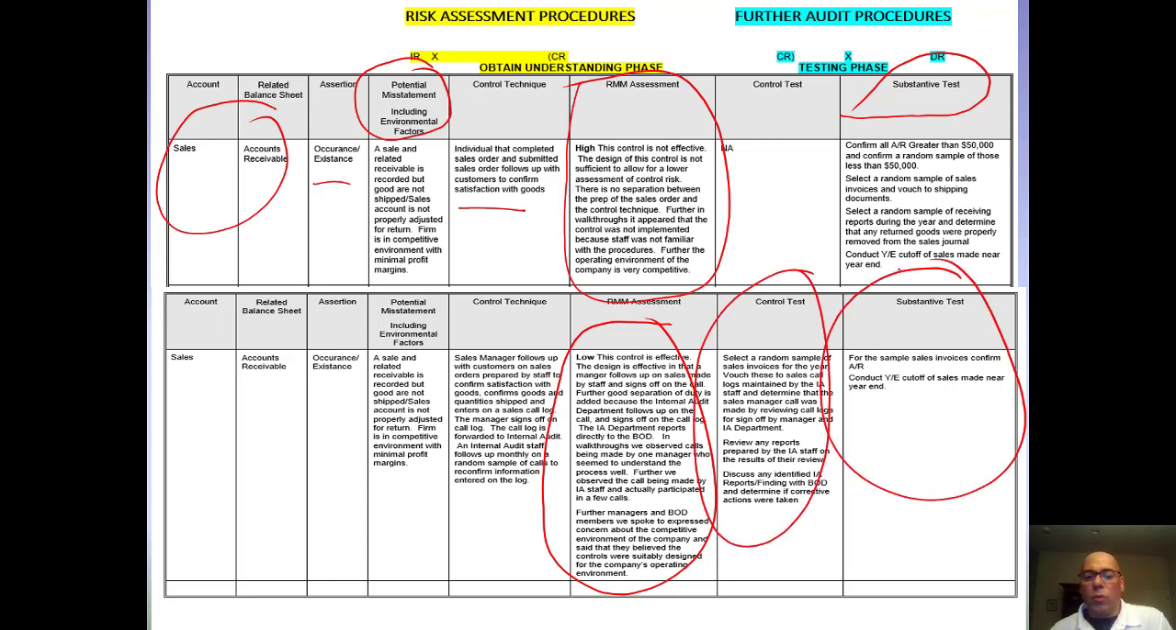But remember, everything flowed from the assertions, and then we thought about the potential mistake, tried to find controls that would prevent or detect that, evaluated them, determined whether we were going to take a purely substantive approach, or take the approach of testing the operating effectiveness first, and then doing our substantive procedures from there. Okay, and we talked about that last time, or in another chapter.